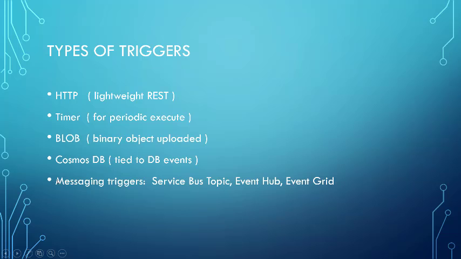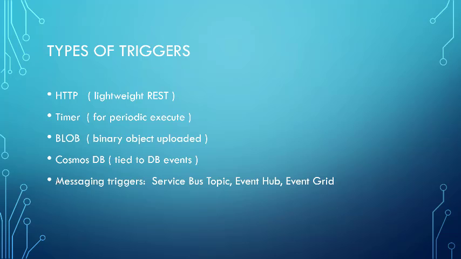The types of triggers we have are HTTP triggers, and those look like and feel like you're just making a regular REST API call. We have timers that can go off for periodic execution of code. There's blob triggers, so when a binary large object would get uploaded to Azure, it could trigger some code to run. We have triggers tied to the database layer known as Cosmos, the ecosystem of database infrastructure there. So anything within the Cosmos ecosphere could be tied to a DB event, to a trigger.